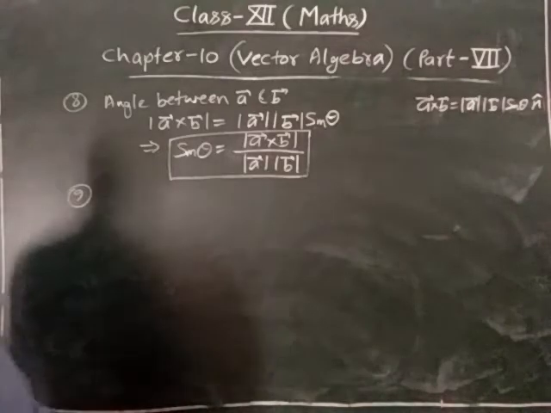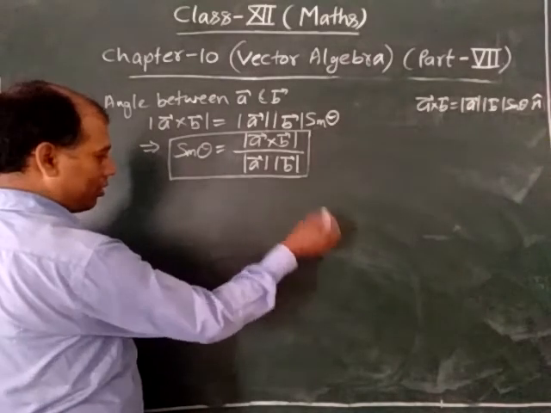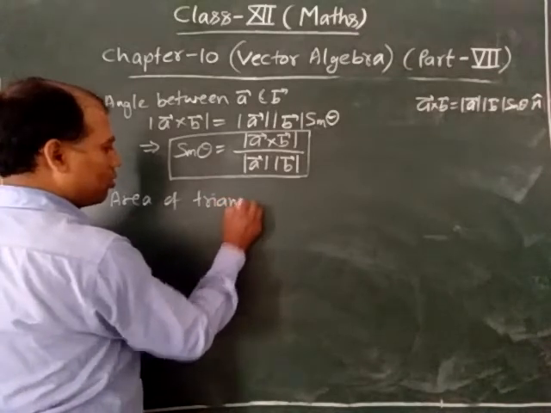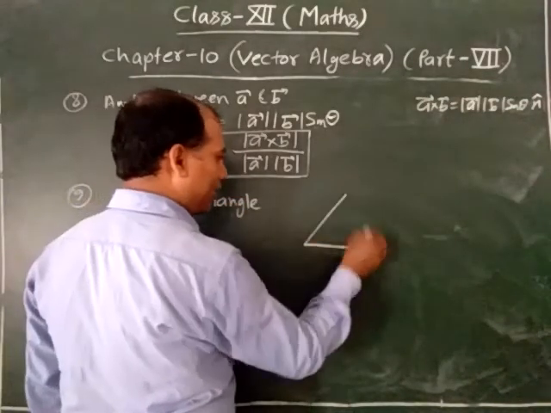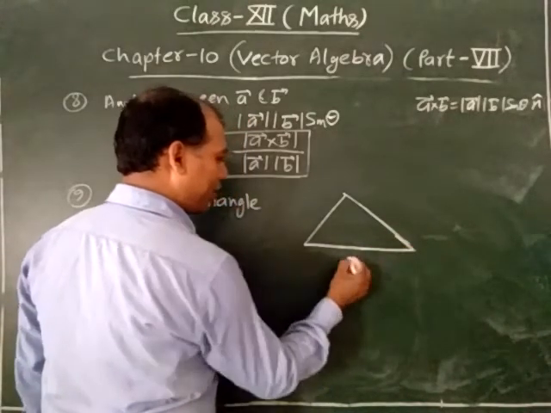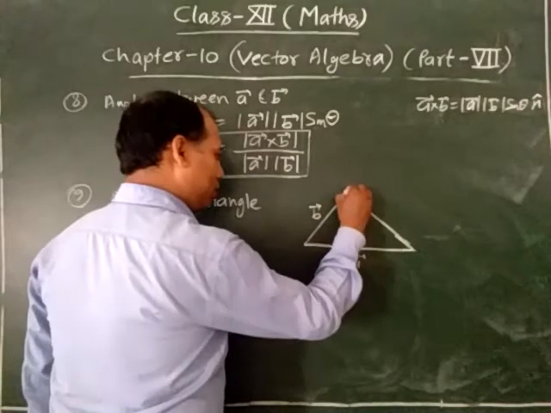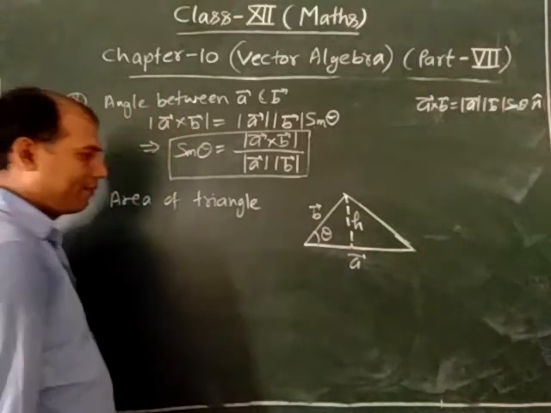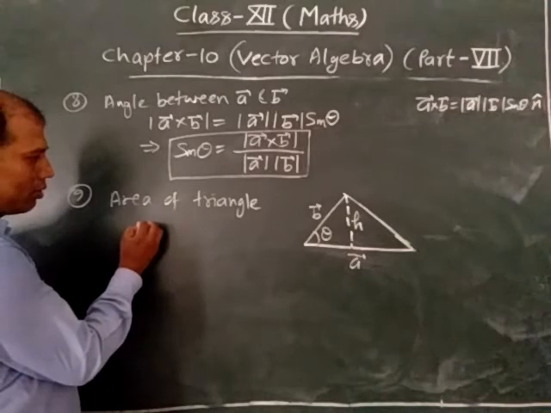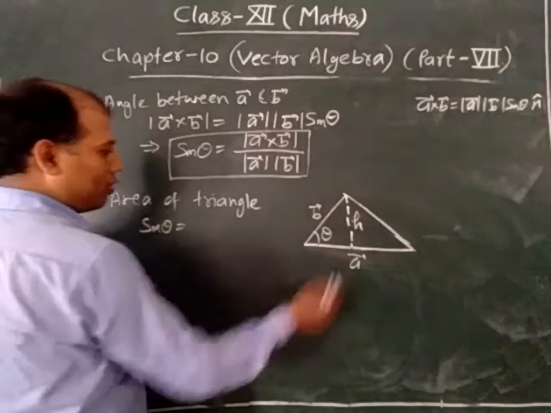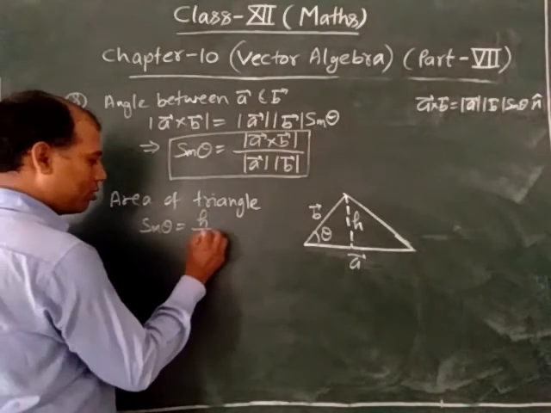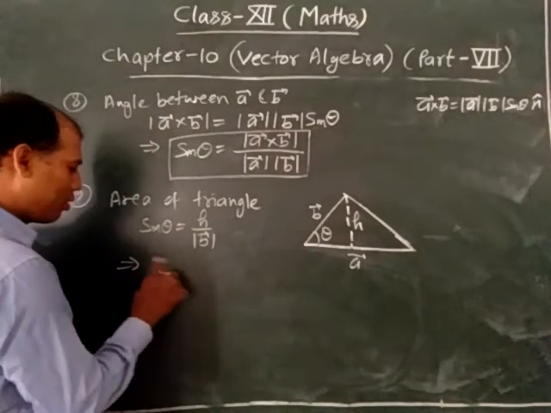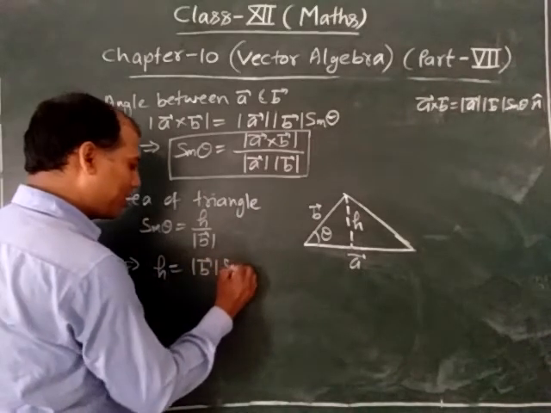Now, if we have to find the area of a triangle, when two adjacent sides of a triangle are represented by vector A and vector B, suppose that the height is equal to h and the angle between A and B is theta, then we can write sin theta is equal to perpendicular upon hypotenuse, or h is equal to mod B sin theta.